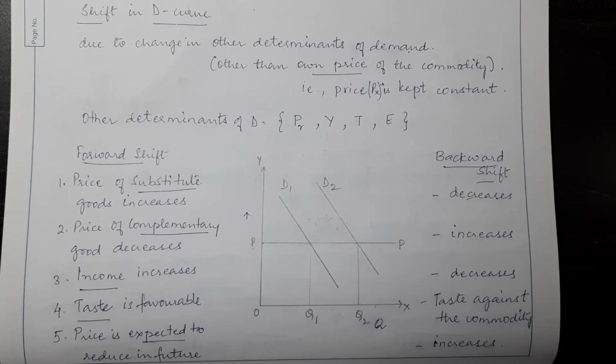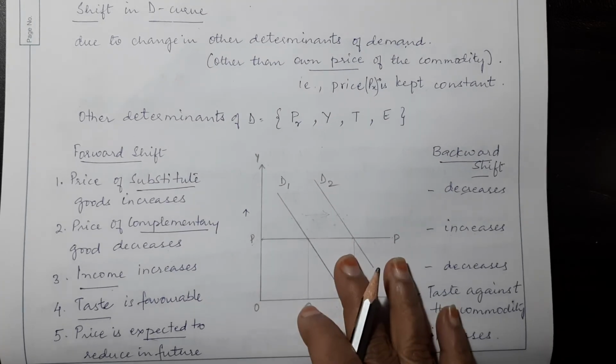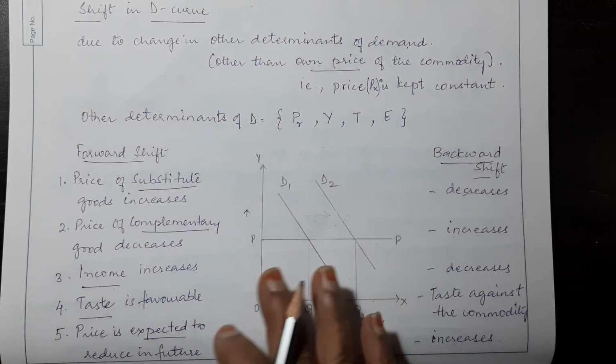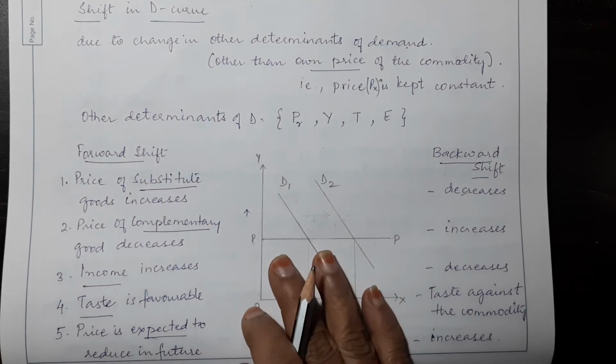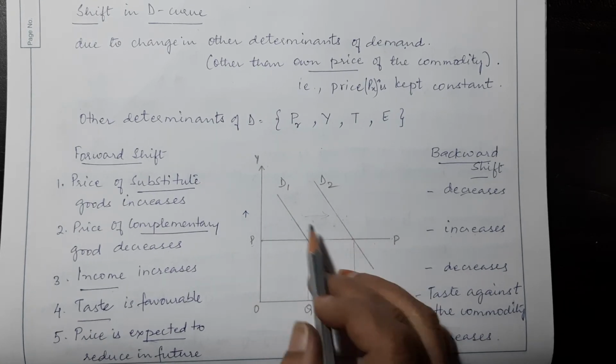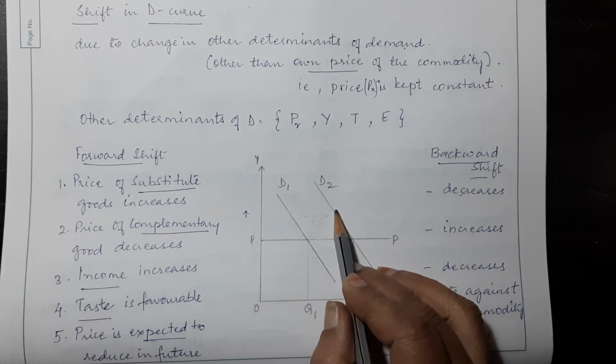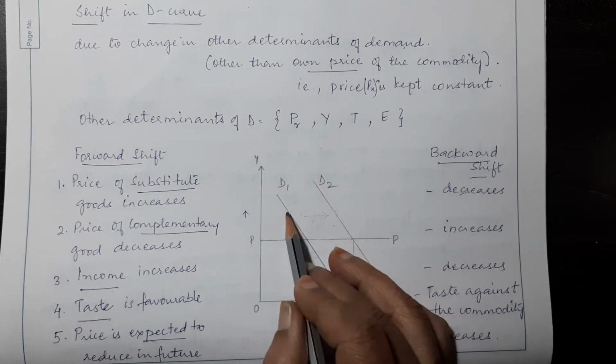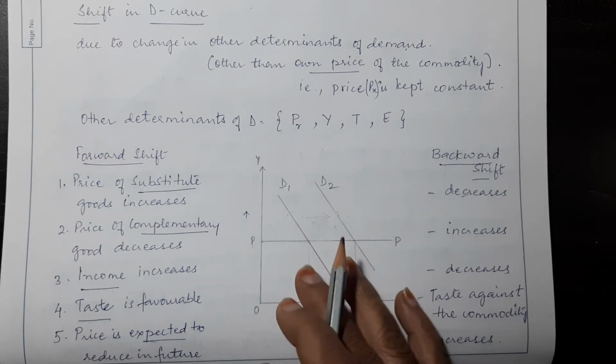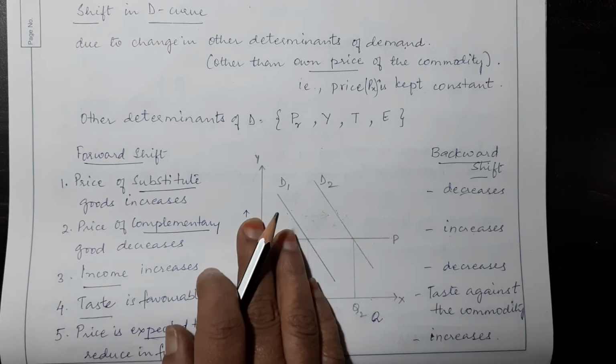With respect to income, we learned two types of goods, the normal goods and the inferior goods. So when the income increases, the demand for normal goods increases. In that case, we move from D1 to D2. And when the income falls, we move from D2 to D1. In that case, for normal goods, the demand would fall.